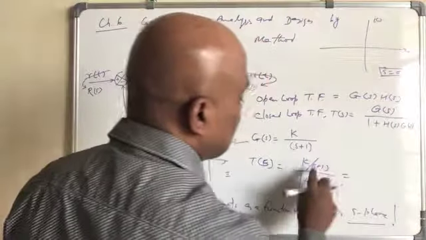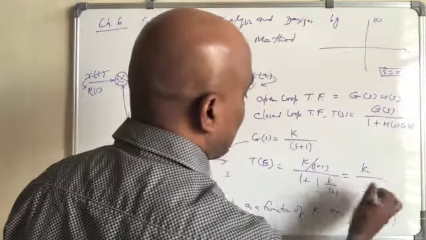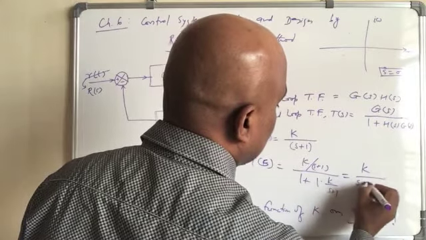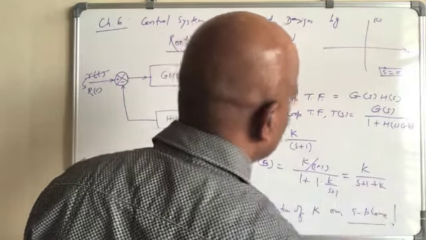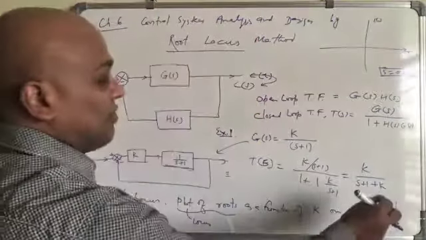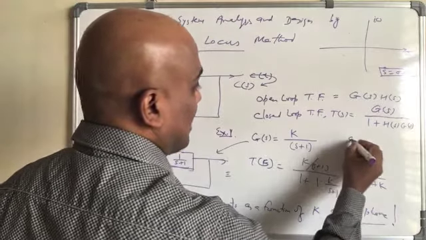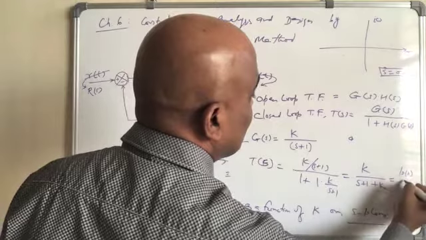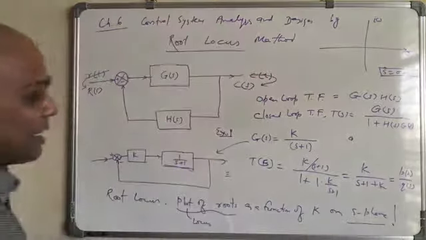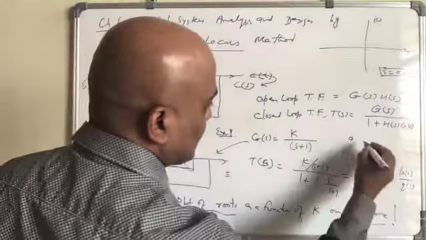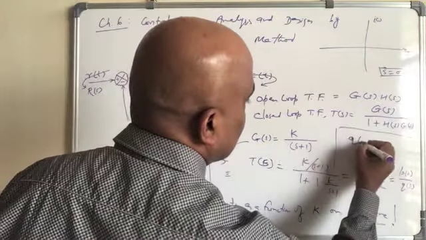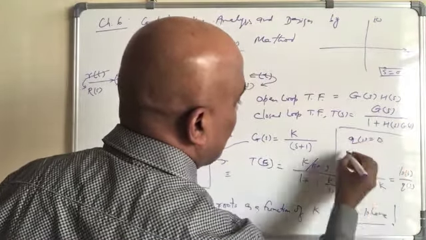What we see here, if you simplify, we get K divided by S plus 1 plus K. This is our T(S). Now, we know that if K equals 0, what is the characteristic equation? We can write this in P(S) over Q(S) form, and the characteristic equation in this case is Q(S) equal to 0, or S plus 1 plus K equal to 0, and what we know here is S equal to minus 1 minus K.